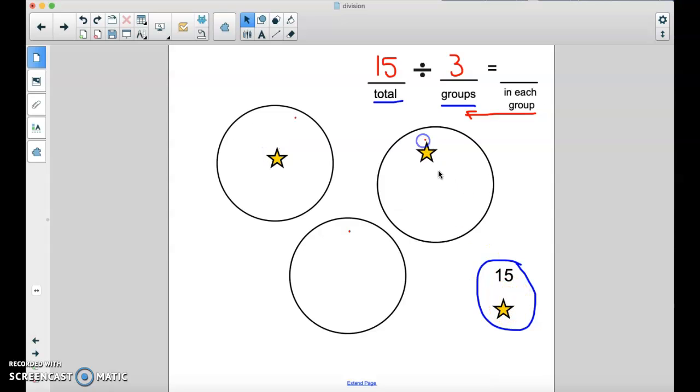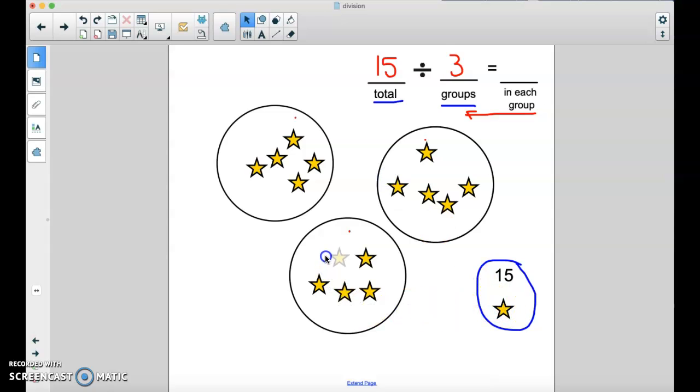1, 2, 3, 4, 5, 6, 7, 8, 9, 10, 11, 12, 13, 14, 15. Check it out. I got my 15. I had 3 groups. Now, how many are in each group? Let's count. 1, 2, 3, 4, 5. So there we go.